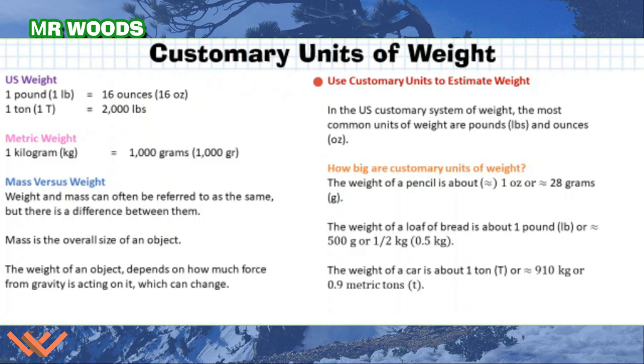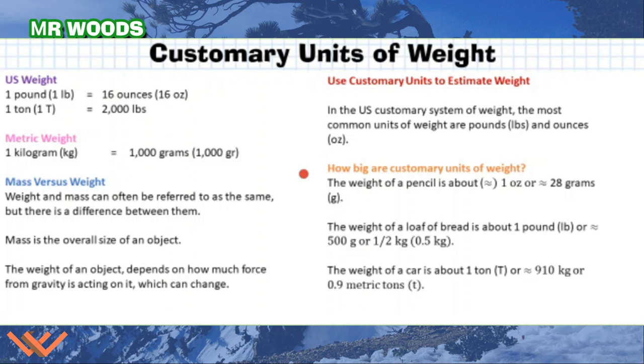Let's move on to, we're going to use customary units to estimate weight. In the U.S. customary system of weight, the most common units of weight are pounds and ounces. How big are customary units of weight? Well, the weight of a pencil, just your standard pencil that you get, say from Mr. Woods in my classroom, is going to be about 1 ounce or 28 grams.